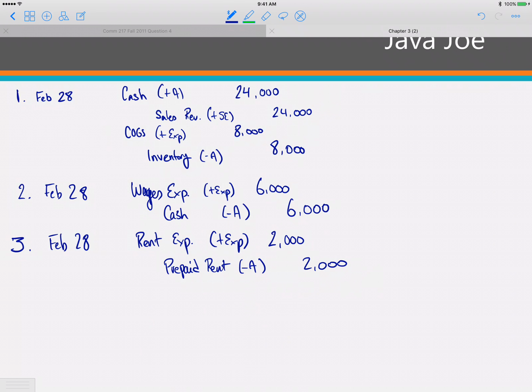And finally, Joe is going to pay interest expense on the loan that he took. So Joe had a loan of $20,000. We're going to say that it was a 12% loan, right?